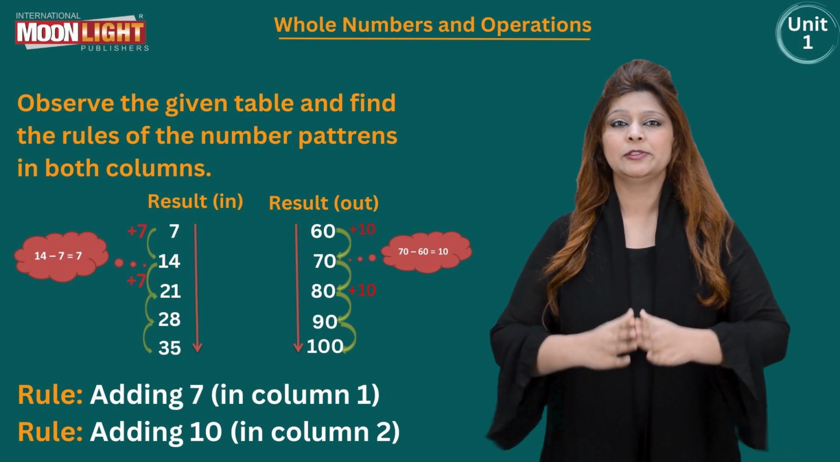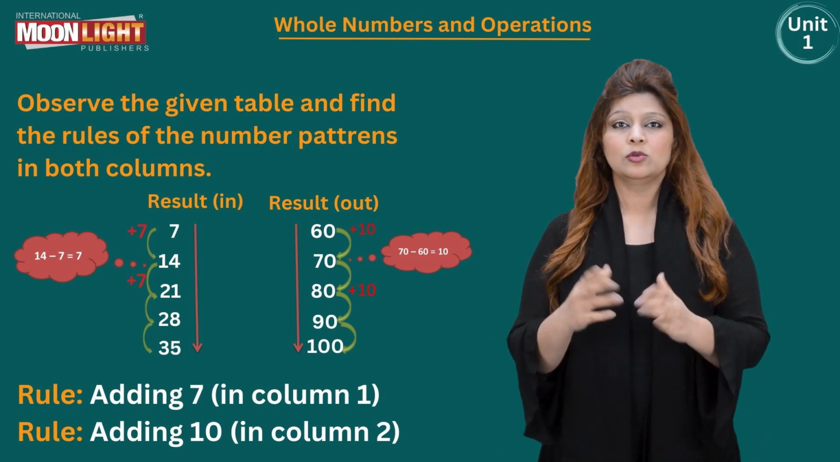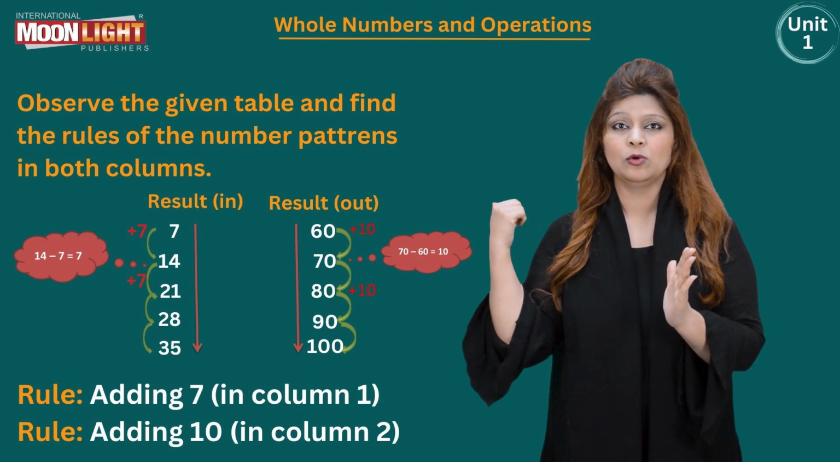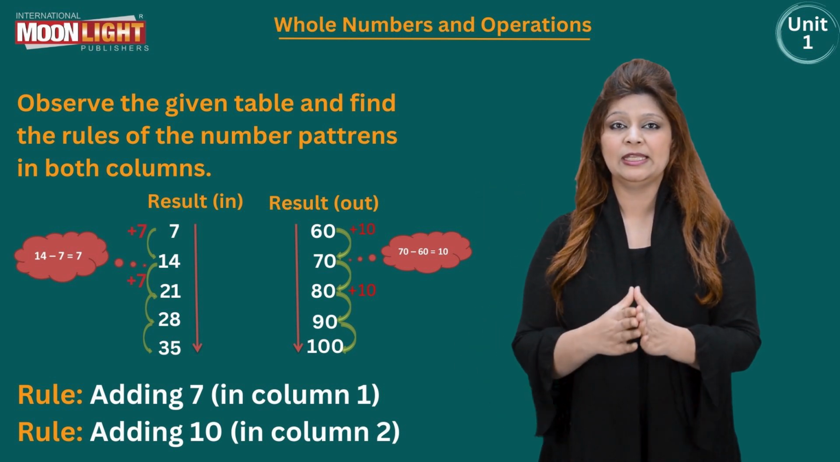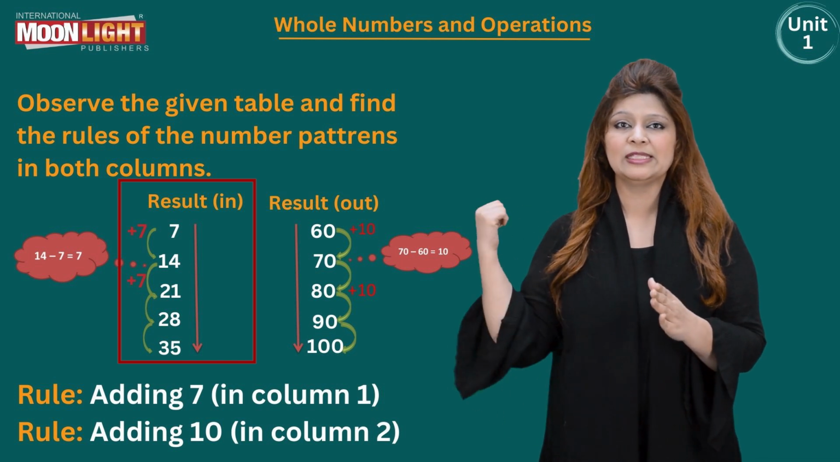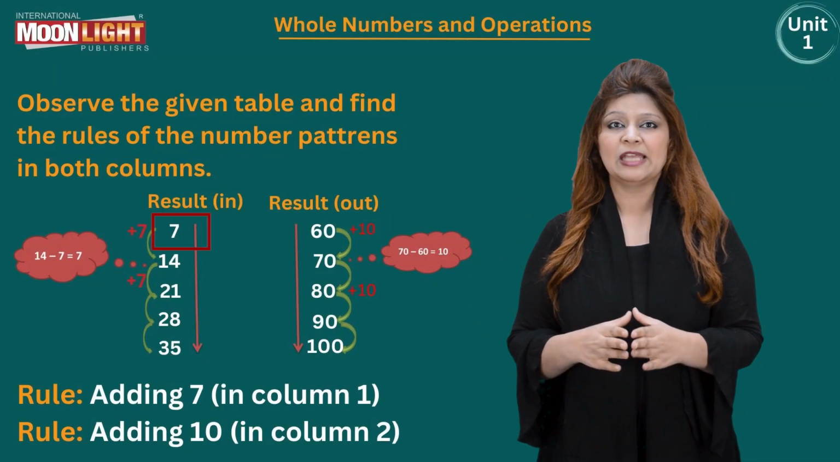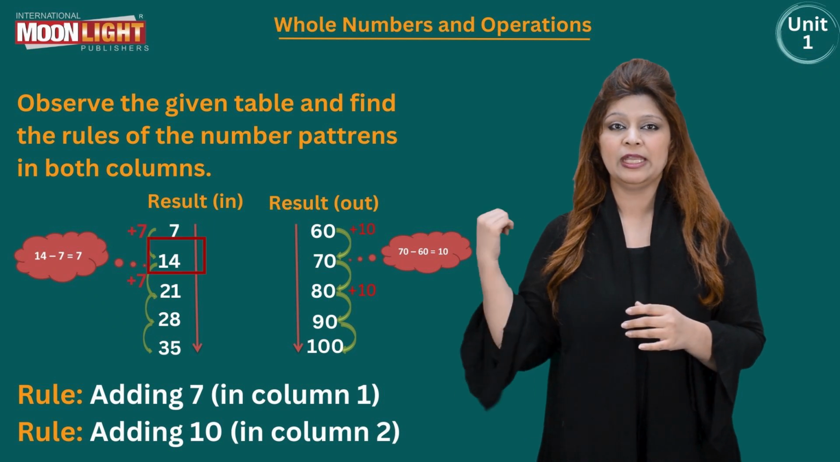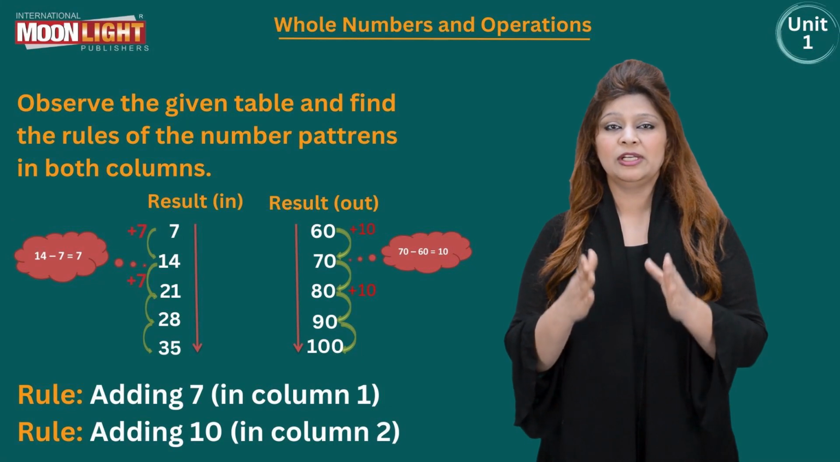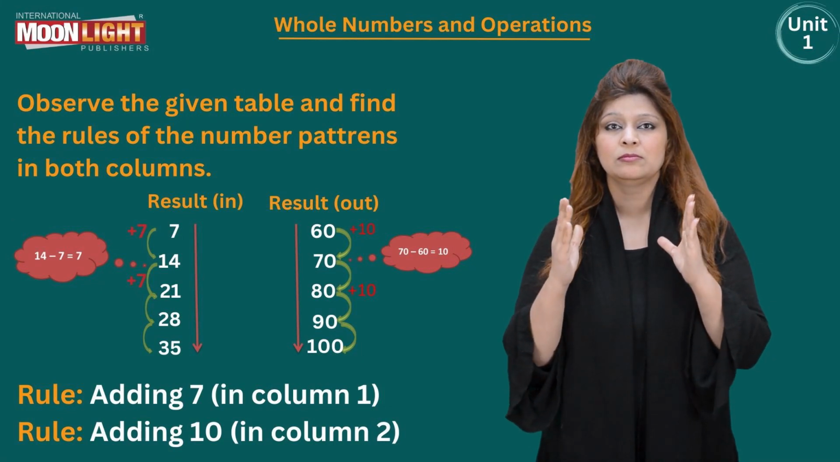Now my dear students, accordingly, look at the first two consecutive terms in group A. In the in column, you can see that the first term is 7 and the second term is 14. 14 minus 7 is 7. So the difference is 7.